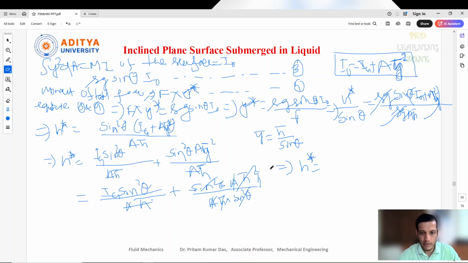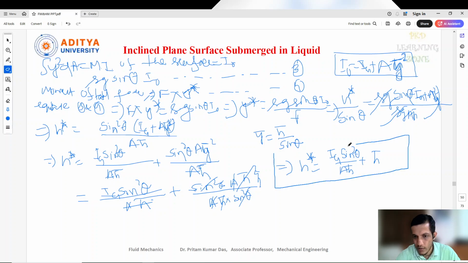So finally what we are going to get, h star is the distance from the free surface to the center of pressure. So h star equal to Ig sine square theta divided by A h bar plus h bar. This is the final equation we are going to get for the center of pressure. The only confusion was that on behalf of y I wrote the h bar. So this is about the center of pressure equation.